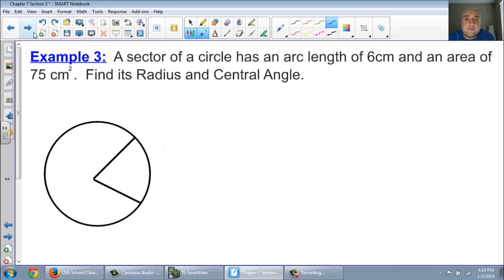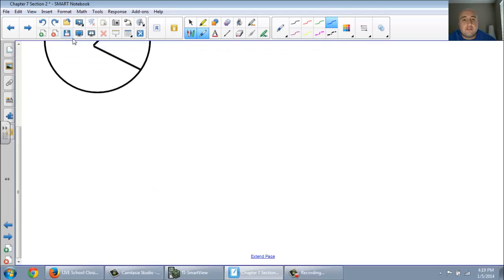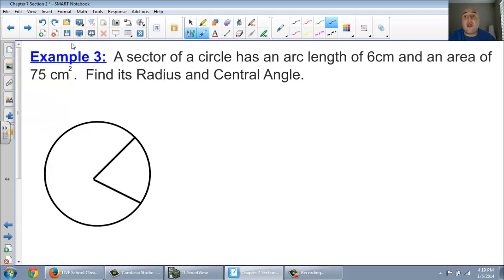All right, now, last example. It says a sector area of a circle has an arc length of 6. For this one, we're not trying to find arc length and area. We're trying to find the radius and central angle. So let's list our letters. We know we need an S, we know we need K, we know we have an R, we know we have theta.